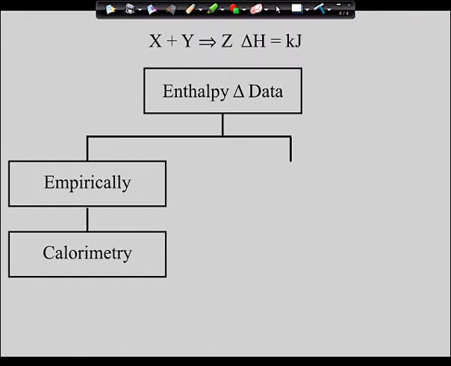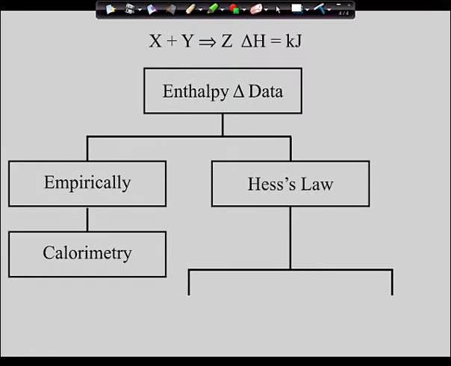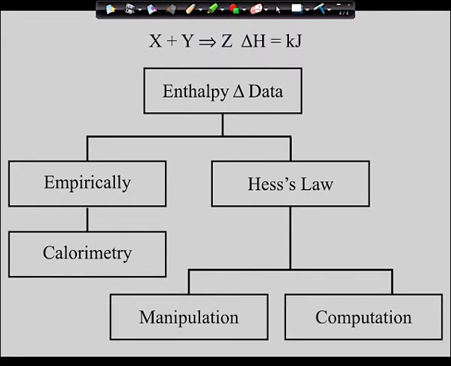So guys, we can get these data points from empirical evidence, or we can get them from what is called Hess's Law. Now guys, Hess's Law is a mathematical process, but what you're going to find out is that you need to be able to access the fundamentals of Hess's Law both computationally and by manipulation. And I know that that doesn't mean a thing to you, and it won't until Thursday. But guys, Hess's Law is kind of a neat idea. You don't need to write this down, let me just lay it on you and we'll talk more Thursday.